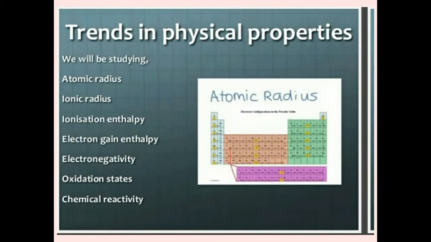Hello students, in this video we will start the trends in physical properties. I've told you students that the properties which repeat their trends after regular intervals, that is either increase or decrease in a pattern, that is called as periodicity. So the first periodic property which we are going to study in this video is radius.